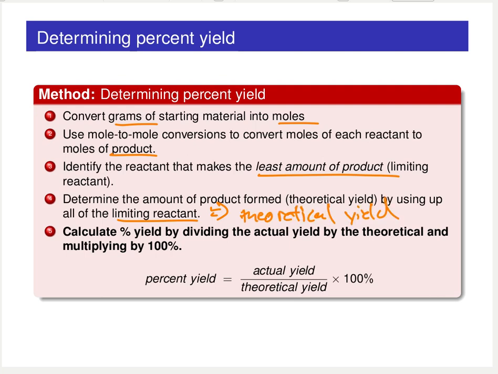And then finally, we are going to take the actual yield, which will either be determined experimentally in the lab or given to you in the context of a problem, divide it by the theoretical yield that we just got in step 4, multiply by 100, and you've got your percent yield.